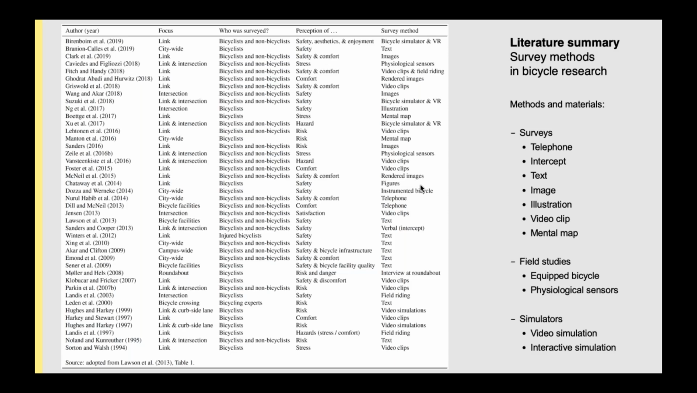The second group is field studies. In the field studies, they either use, for instance, equipped bicycles to do the measurement of the speed, the braking activity, and some other things. They usually have video cameras on the handlebar to detect the stressful moments that the participants encounter. And sometimes participants were attached to different types of physiological sensors to gain more insight into their behavior while they were cycling. The third category is simulators.